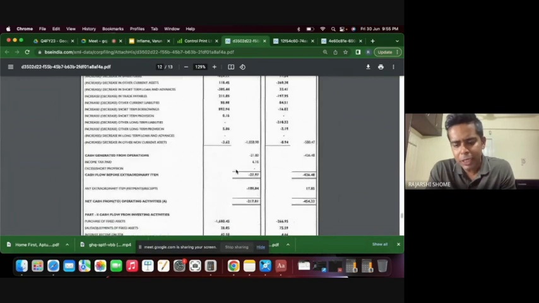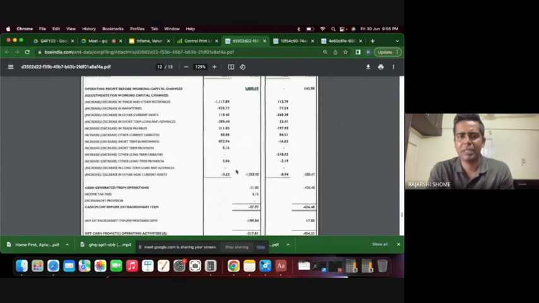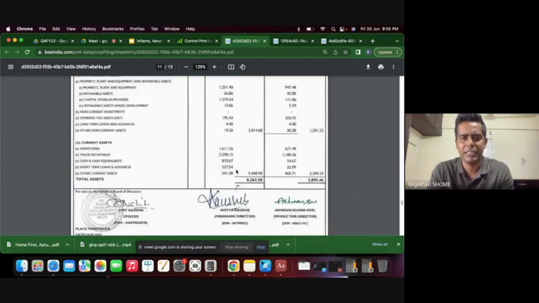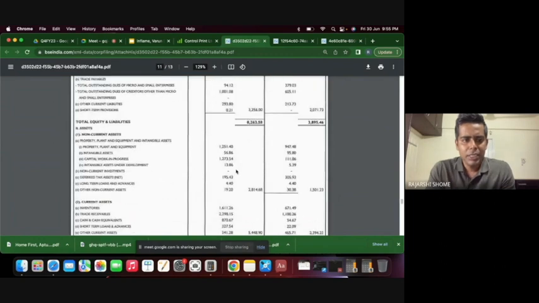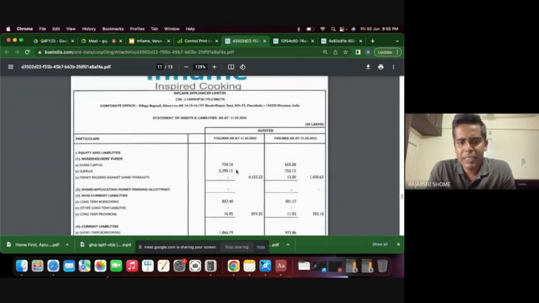So ये हो गया. And of course, if you look at the ROE number, मतलब net income divided by shareholder equity. Where is shareholder equity? You know this. Shareholder equity आपको यहाँ पे मिल जाएगा. हाँ.